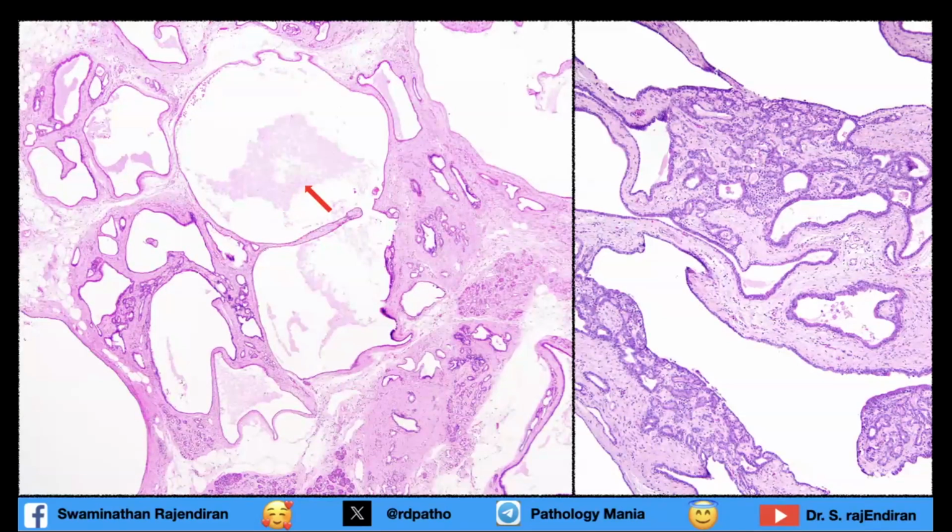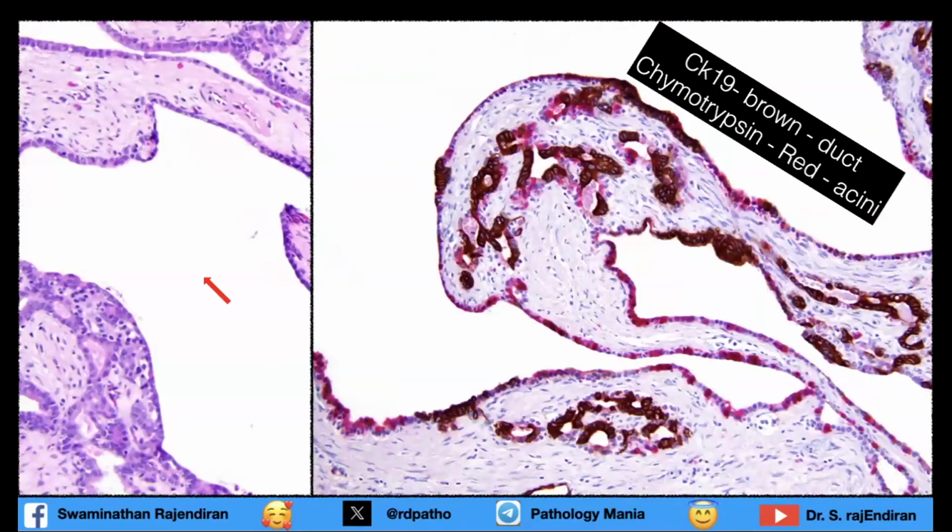Microscopically, on the low power, this may look like a serous cystadenoma. But when you go to high power, you can see acinar type of cells as well as ductal type of cells. These are ductal type of cells, whereas these are acinar type of cells. If you are in question, you can do double immunohistochemistry. The ductal cells are brown and they are positive with CK19, whereas the chymotrypsin is red and they are staining the acinar type of cells. So the acinar cystic transformation, or cystic transformation of acini, shows both the ductal and acinar type of cells with a lot of cystic spaces that can be connected with the ductal system.